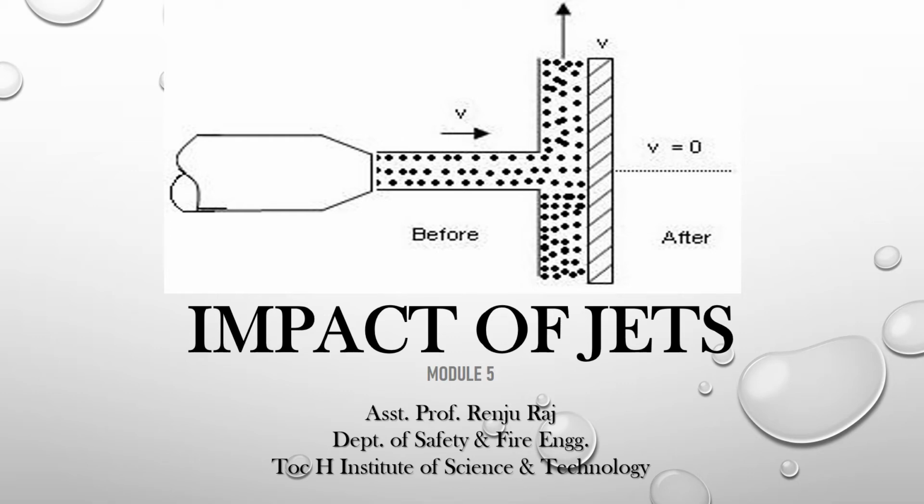Hello everyone. So we are coming to the fifth module of our course, Fluid Mechanics and Machinery. The fifth module deals with impact of jet, followed by different types of turbines, that is impulse and reaction turbines. So before we go into the details or solve problems based on the turbines, we should have a thorough knowledge of the impact of jet.